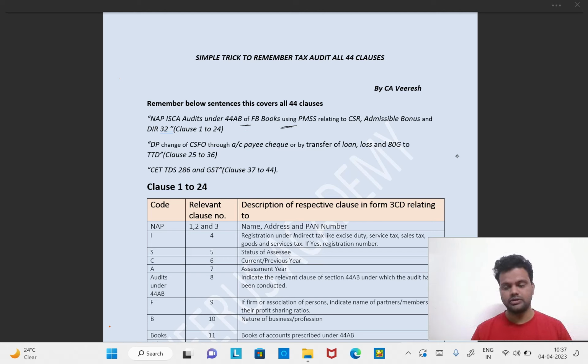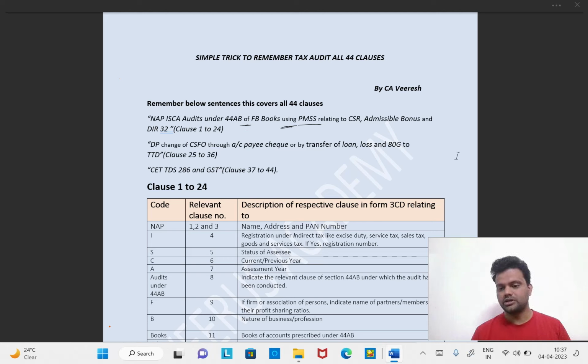If you are doing any audit in your articleship, if you go to any corporates, they are using people management softwares, different people management softwares, to handle the HR data. You might have heard about it. If not, you can do a Google search also. Using PMSS, People Management System Software, we are doing an audit of FB books. So the audit is relating to what? We are not covering all the areas. We are covering only three areas.